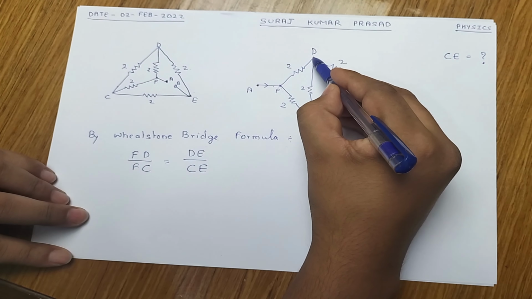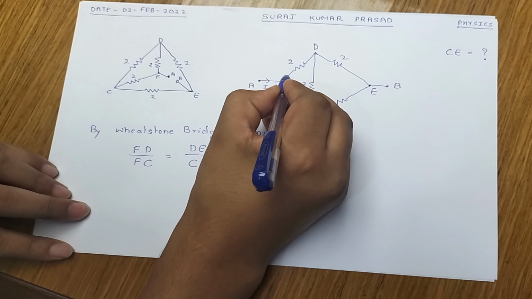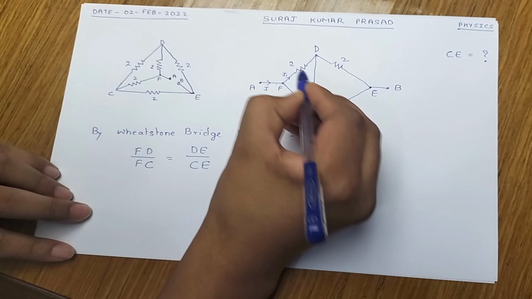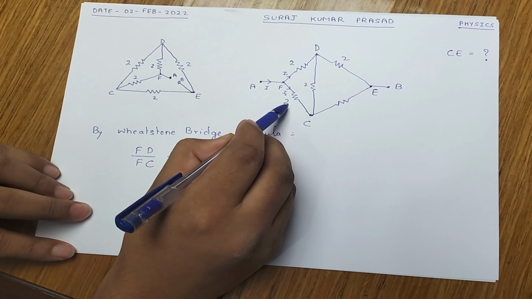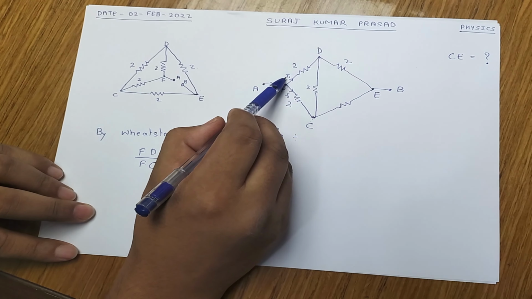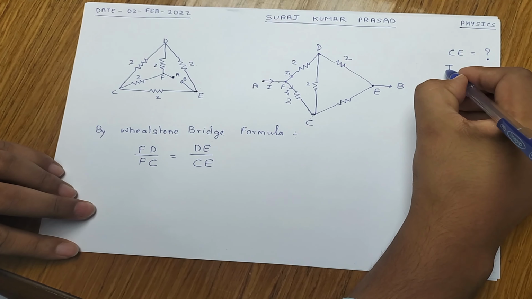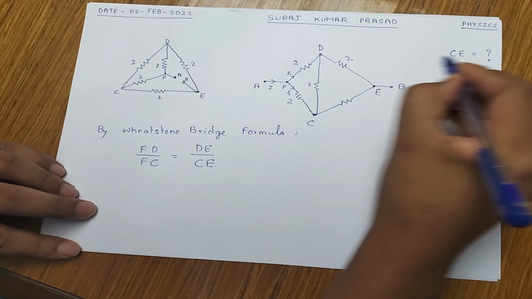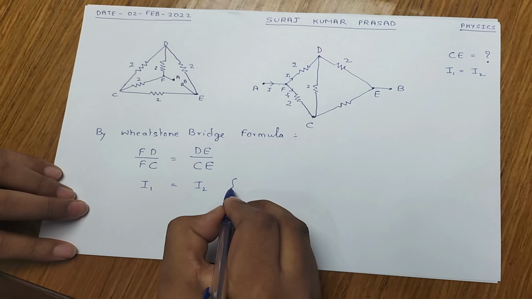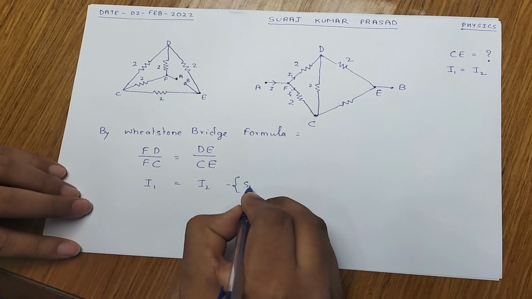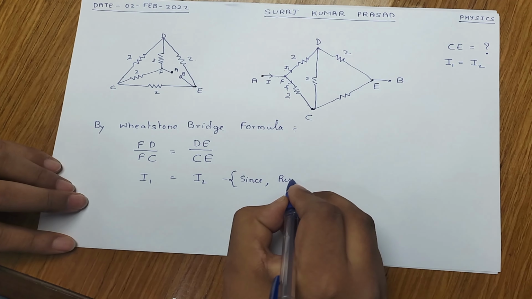Now coming to this point, if I am passing current I here, then if I am coming up it will be I1, and if I am coming here it will be I2. But since we know that here it is 2 ohm and here also 2 ohm, the current magnitude is the same, I1 equal to I2. So we have concluded that I1 equal to I2 over here. The reason is that the resistance is the same.